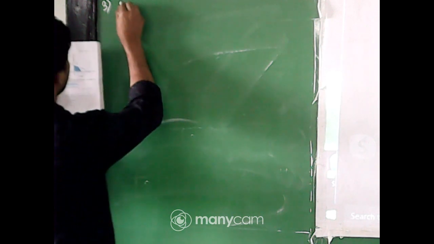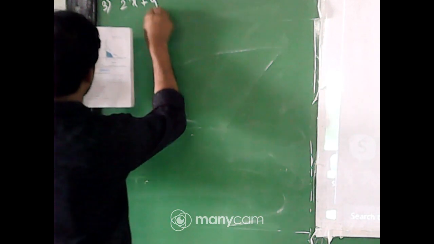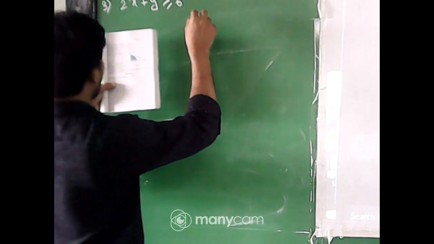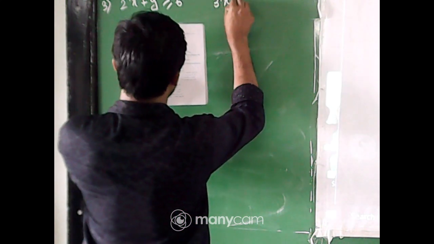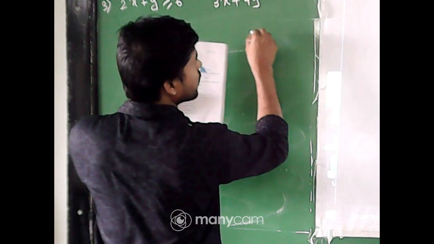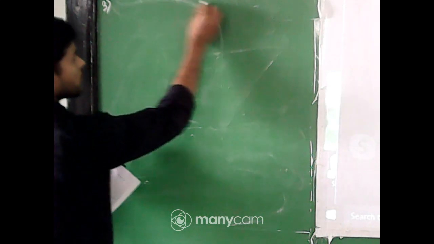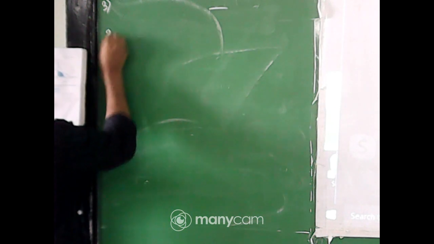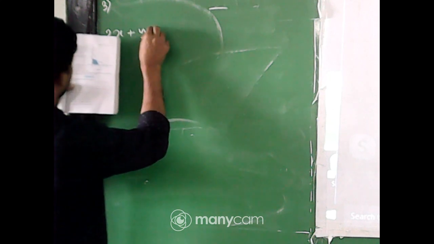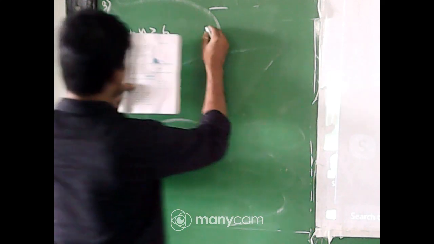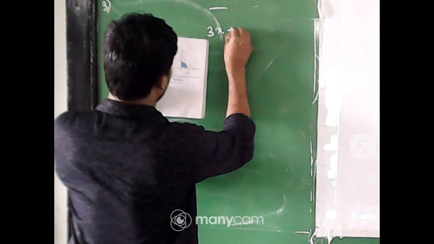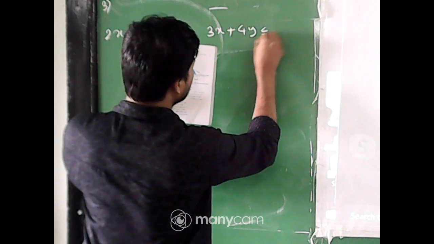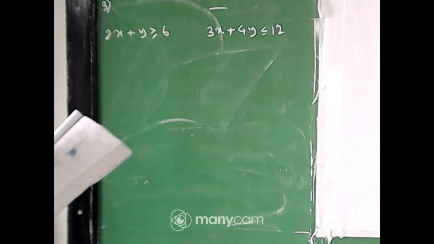Question number 3, the first equation is 2x plus y is greater or equal to 6, and the second equation is 3x plus 4y. I think you can't see the board. So the first equation is 2x plus y is greater or equal to 6, and the second equation is 3x plus 4y is less than or equal to 12. This is your question number 3.